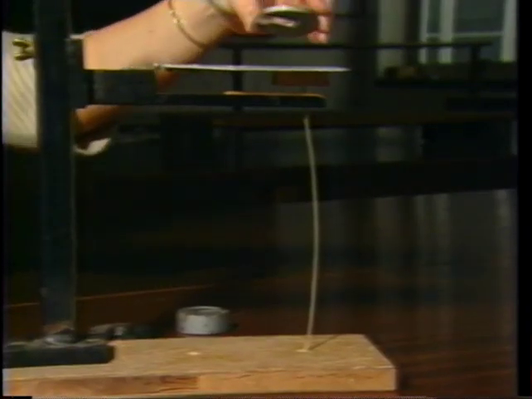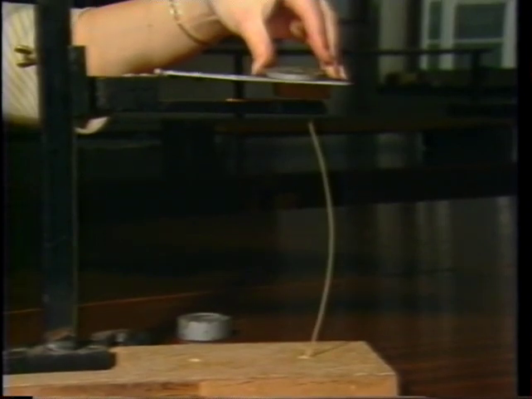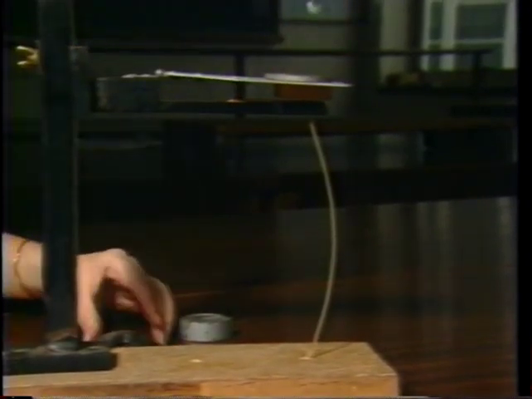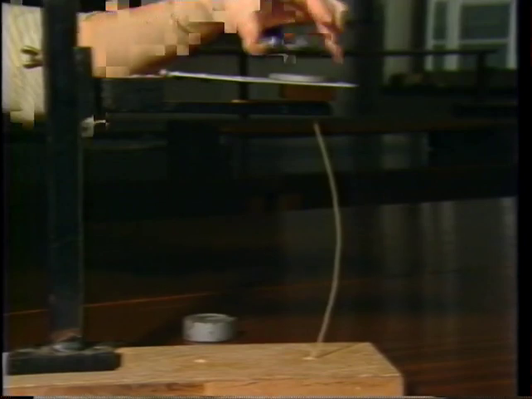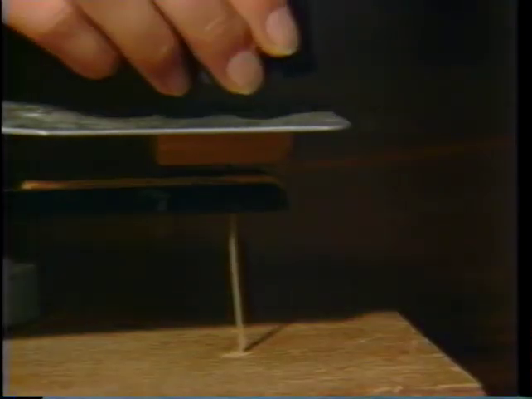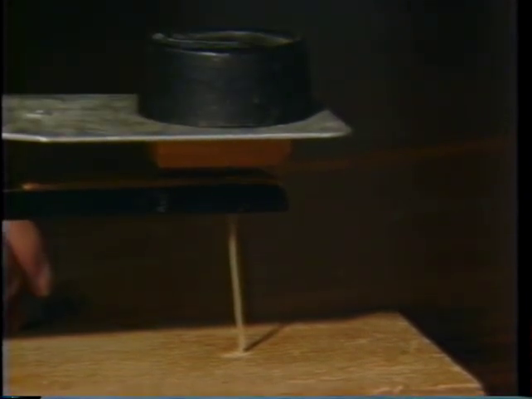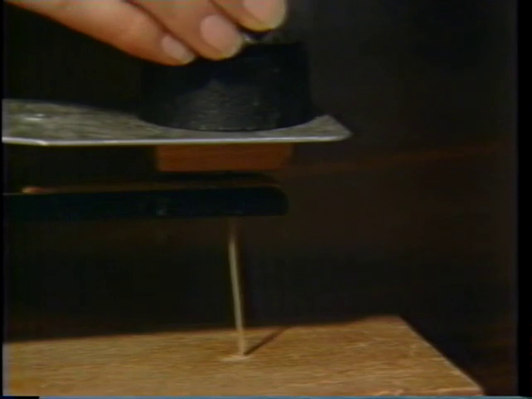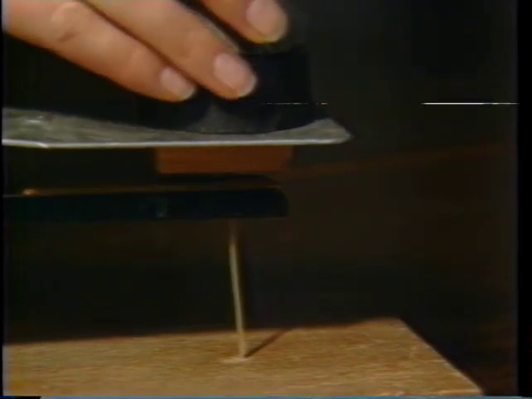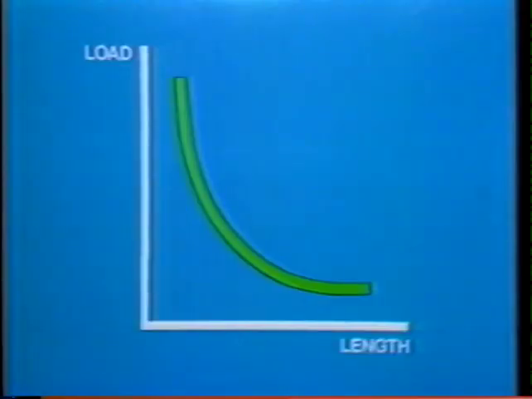When testing a material in compression, its strength depends on its length. A slender compression member will fail at a small load, whereas a short, stocky piece will carry a much larger load. So load is in inverse proportion to length.